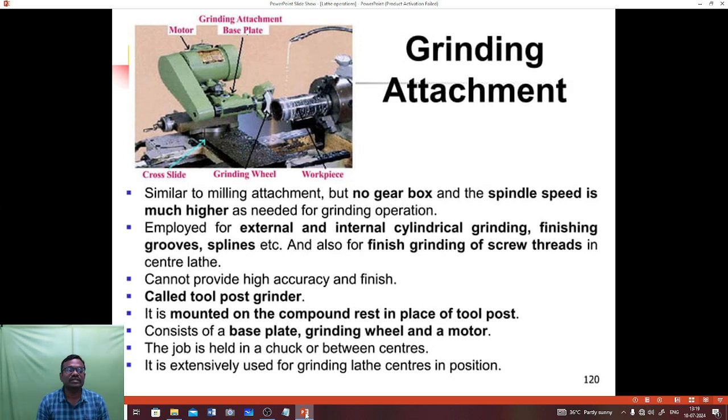Grinding attachment. Similar to milling attachment, grinding attachment has no gearbox and the spindle speed is much higher as needed for grinding operation. It is employed for external and internal cylindrical grinding, finishing, grooves, splines, etc. It cannot provide high accuracy in finish. It is called tool post grinder.